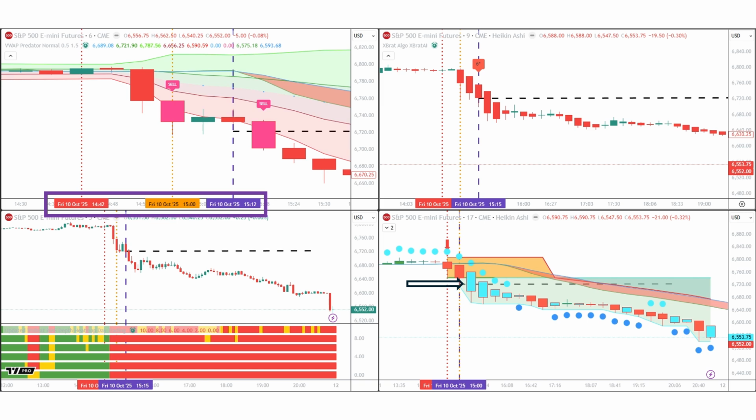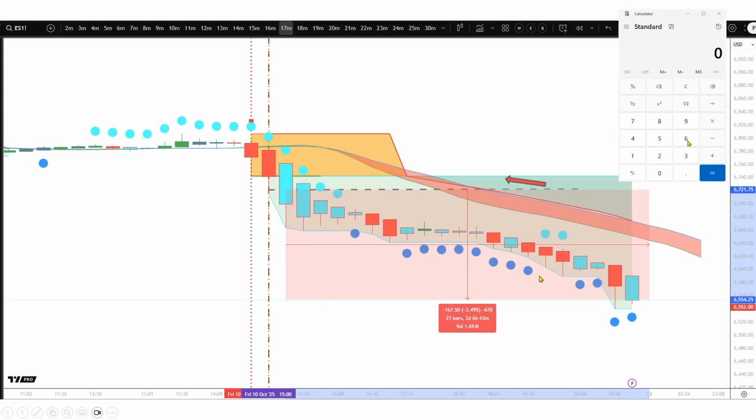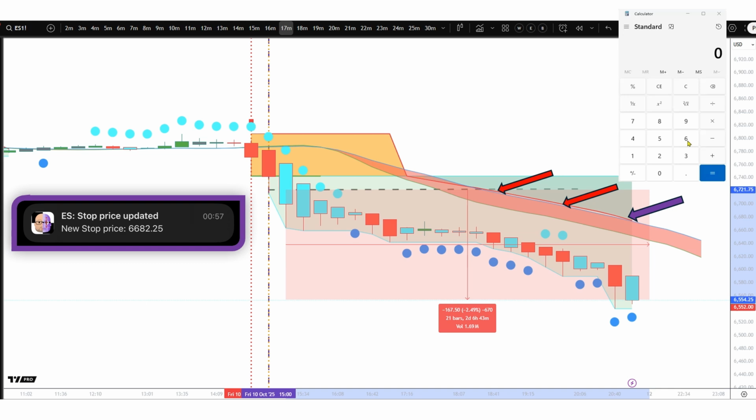To visualize what we send you in the app, look at this example. New stop price, 6,682.25. That's roughly where this purple arrow is marked. But again, as we approach the market close on Friday, we flatten the trade.